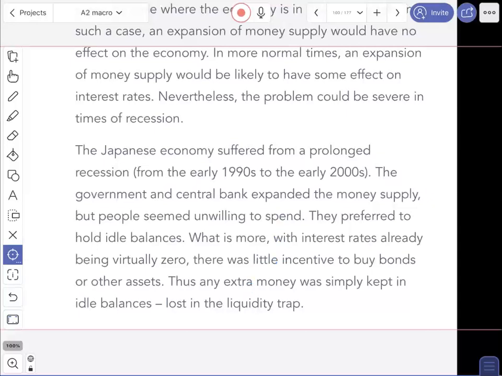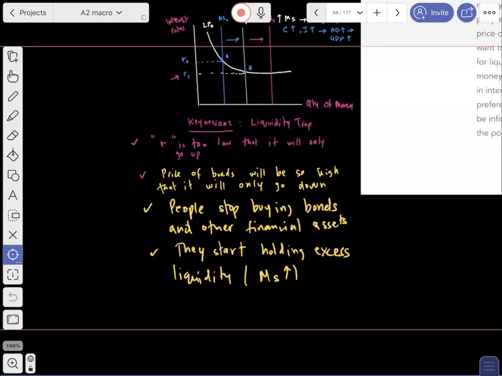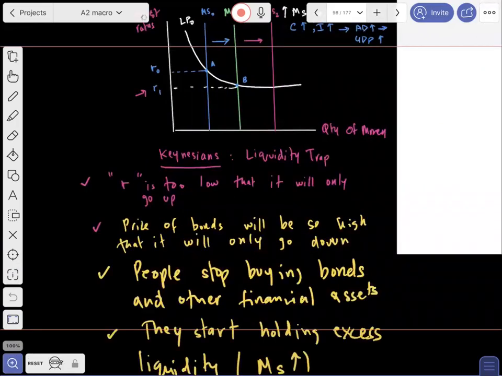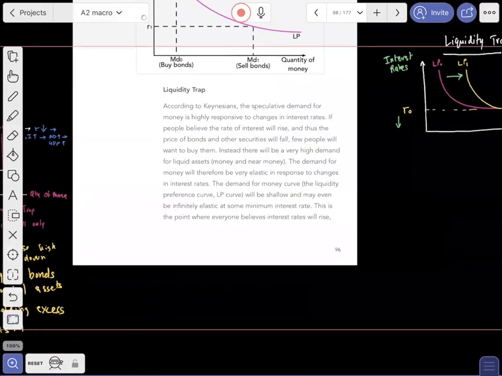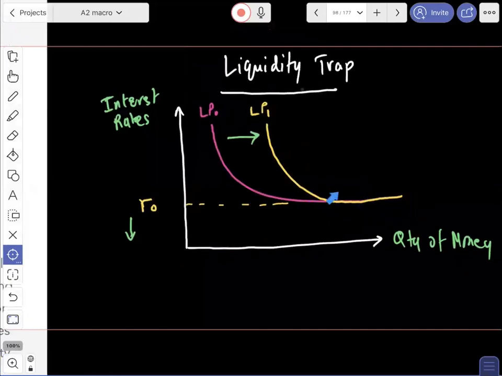Does that make sense, guys? So this is the case for liquidity trap, that your demand for money becomes completely flat. And that's why we came up with this diagram. We said demand for money becomes completely flat in this zone, which is what we call your liquidity trap. Do you guys get that? Does that make sense? Any questions, guys?